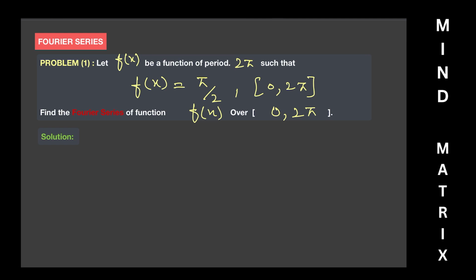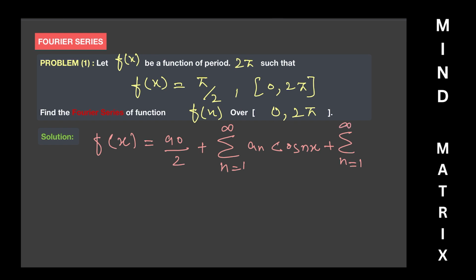The first thing we are going to do here is write the formula. What's the formula? f(x) = a₀/2 + summation n=1 to infinity of aₙ cos nx + summation n=1 to infinity of bₙ sin nx. So now we are required to find the values of a₀, aₙ and bₙ. Let's write the formulas of these and find the values.